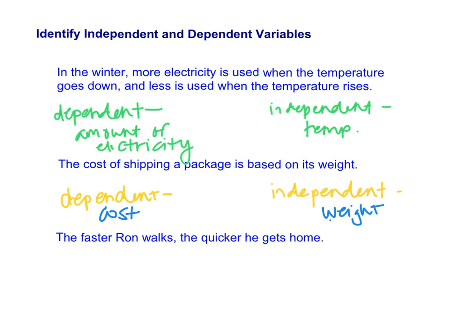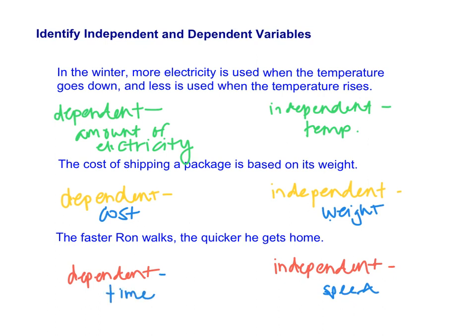All right, the faster Ron walks, the quicker he gets home. So what that's saying is that the time it takes Ron to get home depends on the speed that he walks. So our independent variable is going to be the speed. That's the one that determines the time that he gets home. If he walks faster, he gets home sooner. If he walks slower, he gets home later.